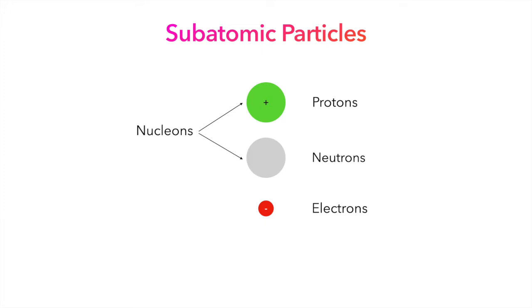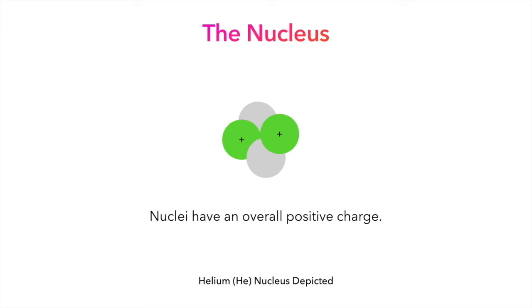Protons are positively charged, electrons are negatively charged, and neutrons are neutral. That is, they have no charge. Because protons are positively charged and neutrons are neutrally charged, the nucleus has an overall positive charge.